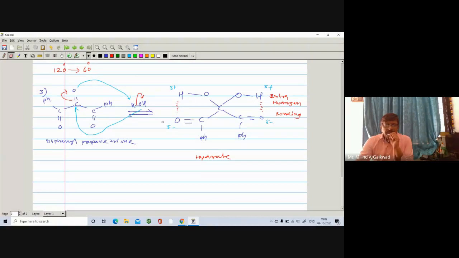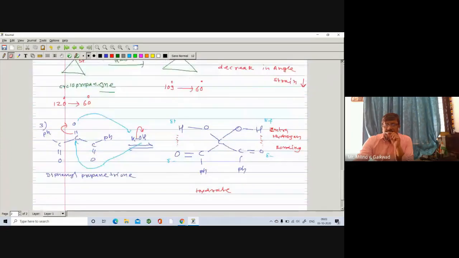So these three examples they will always ask for 2 marks. Why can diphenyl propanedione form a hydrate? Because when diphenyl propanedione undergoes reaction with water, there is a formation of hydrate, and the hydrate form is further stabilized by the intramolecular hydrogen bonding. You have to show this intramolecular hydrogen bonding.